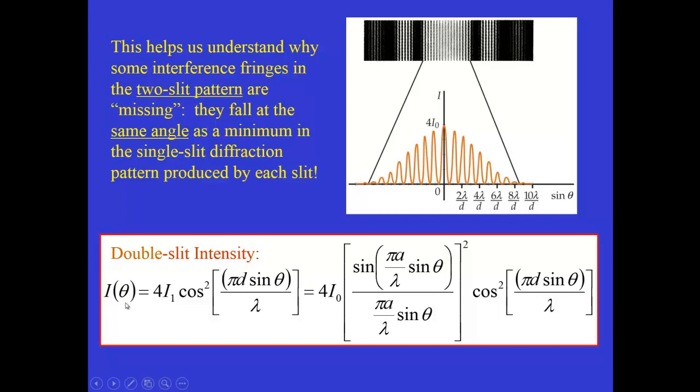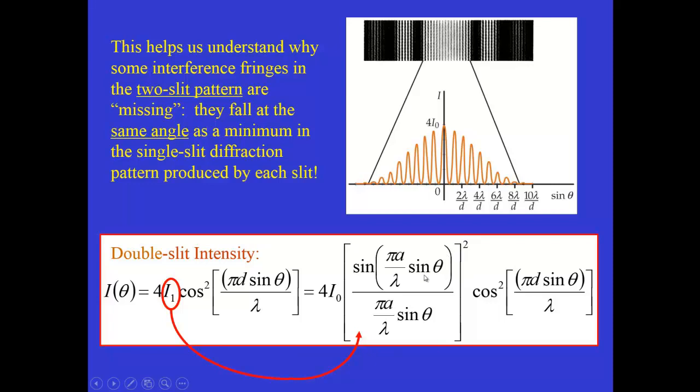We started off by writing it down, I of theta, as 4 times the intensity from a single source times this cosine squared term. And now what we're going to do is replace I1, which is the intensity from a single slit, with the expression that we had for the intensity of a single slit. So I1 becomes I0 times the sine of this quantity over that argument squared.